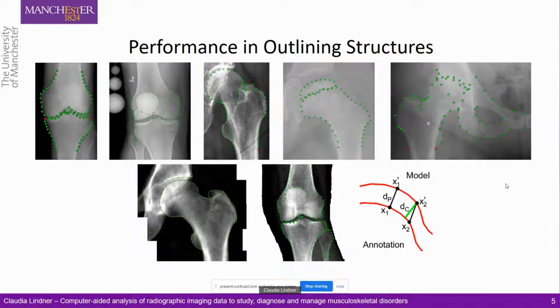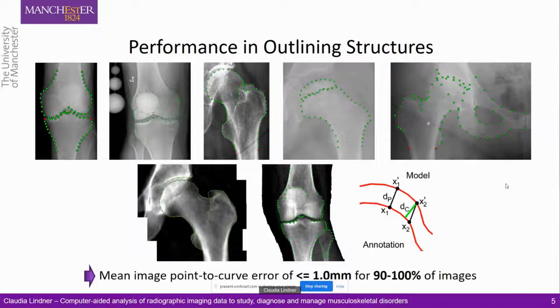And what we found across application areas really is that we achieve a mean image point-to-curve error of within 1 millimeter for 90 to 100% of images, depending on the data set we are working on, and also depending on how much data we've got available to train the system. Now, this is a particular focus on outlining structures, but it's the underlying technology. It's not an edge detector, so it's all about feature points.